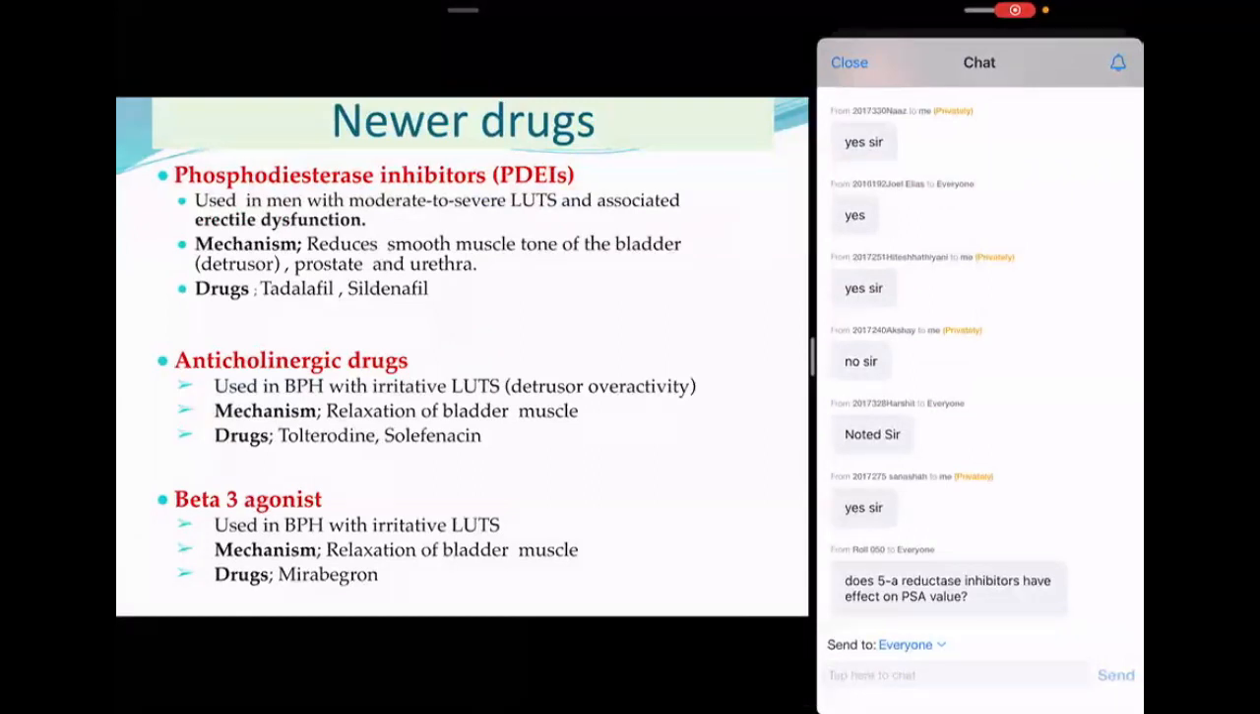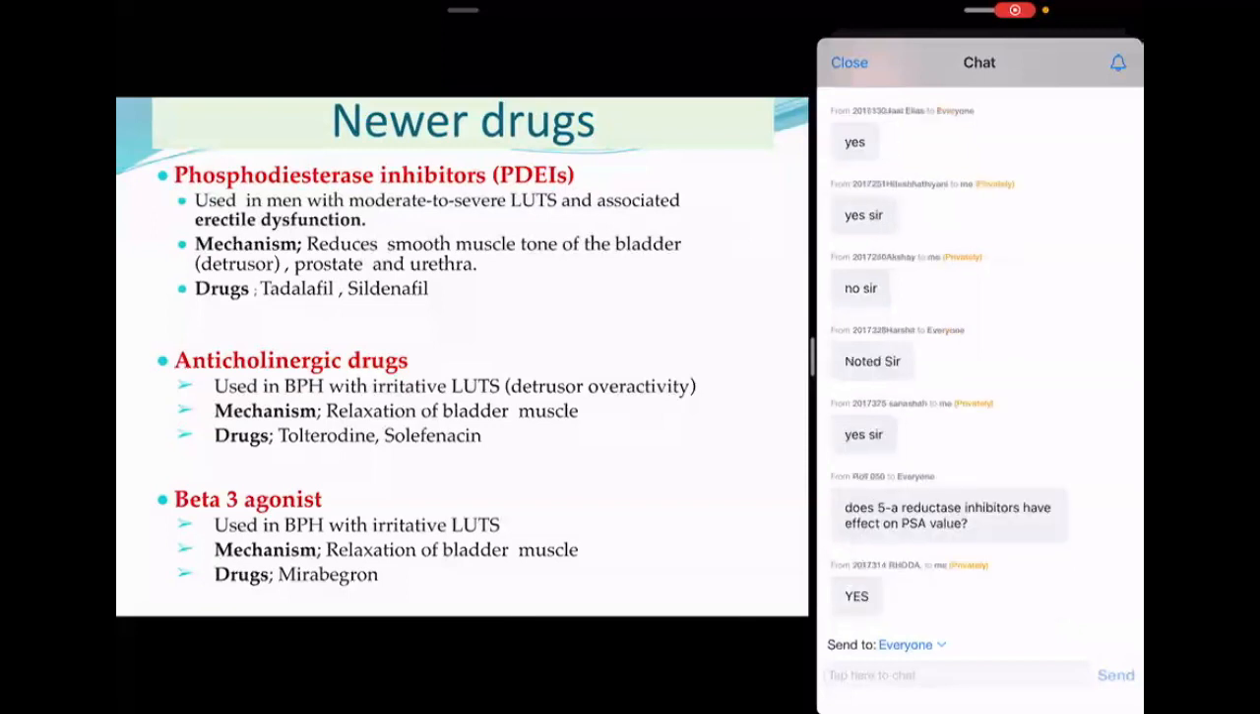Yes, a very good question. 5-alpha reductase, yes, it has an effect on the PSA value, no doubt, because PSA is secreted by the normal prostatic cell as well. If anyone is using 5-alpha reductase for more than a year, then the PSA value that you get should be doubled. Whenever you interpret a PSA value, always ask if the patient is using 5-alpha reductase or not.